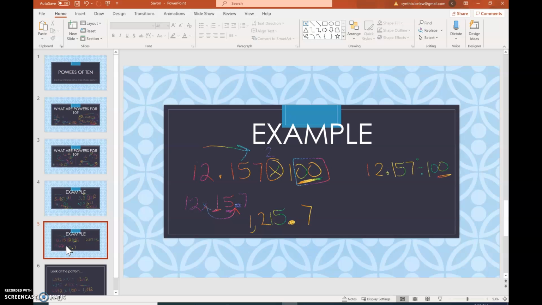Well, if I'm dividing, that decimal slides to the left because the number gets smaller. How many times? 2 times because you have 2 zeros. So I have 12 and 157 thousandths. It slides 2 times. It's no longer here. It's now here. Okay. Just got to remember which way the decimal slides.